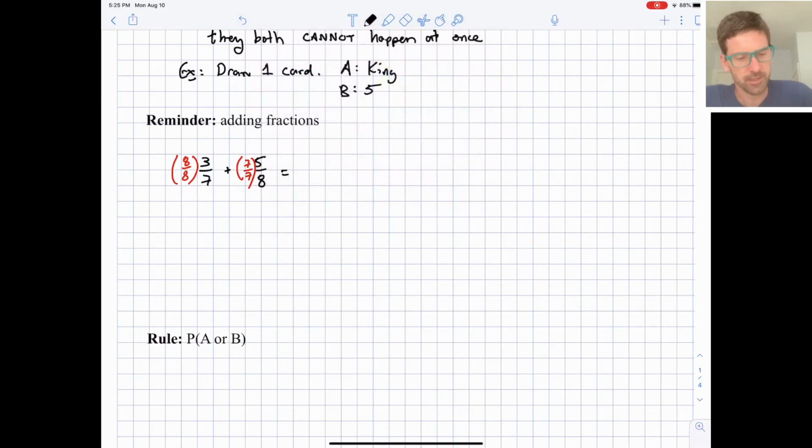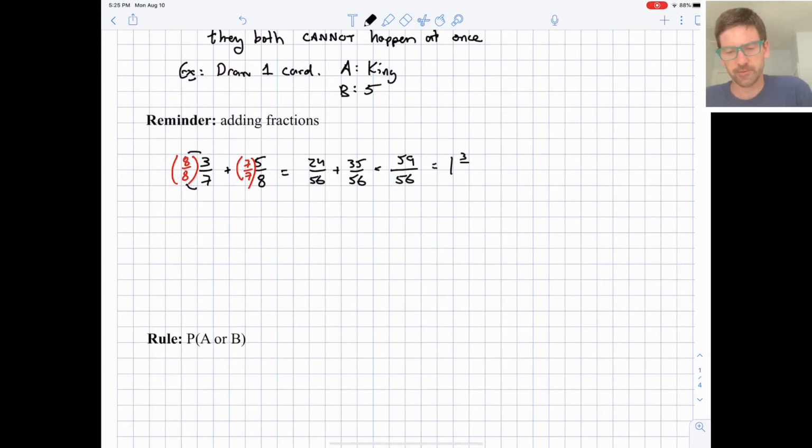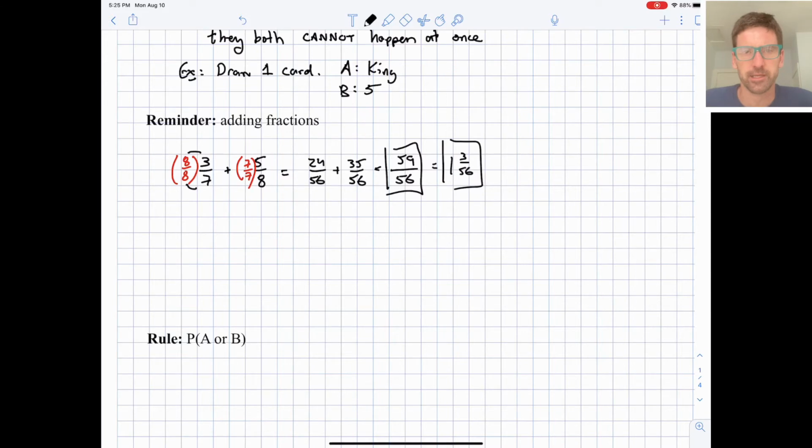So let's multiply across the top and across the bottom. We get 24 out of 56 plus 35 out of 56. Okay, so now that we have common denominators, our answer will be out of 56. And I get 59 out of 56, which is 1 3/56. I honestly kind of like the improper fraction a little bit better. The mixed fraction is a totally correct answer as well. Do whatever your teacher asks of you in terms of how you express your final fraction.